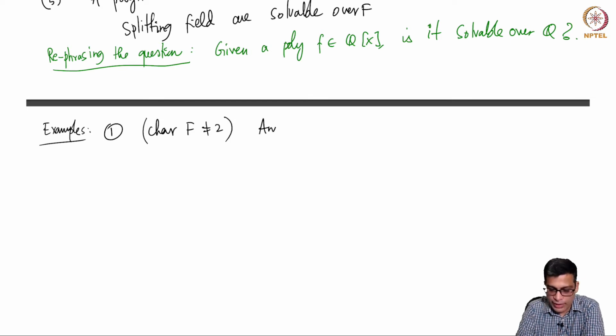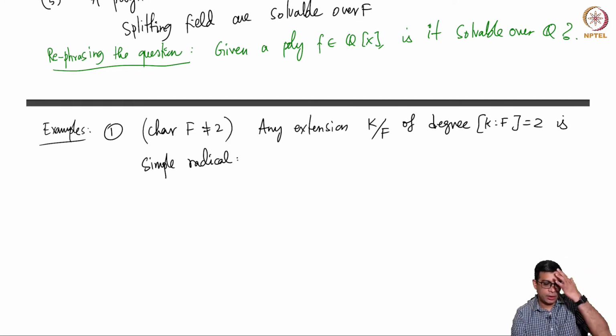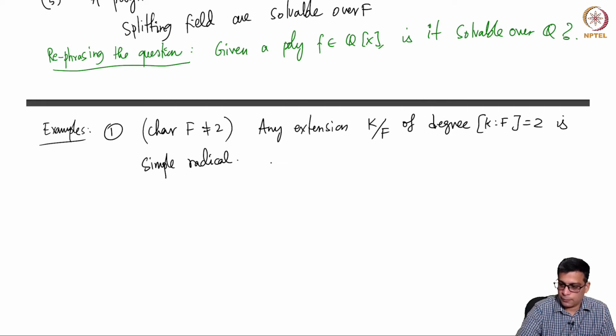2. Any extension K over F of degree 2 is a simple radical extension. Why is that? This is an exercise we did, right, by an earlier exercise.